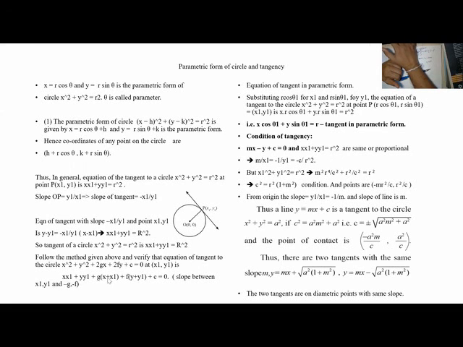Same is for this. Same here also. I am simply converting x² to xx1 and y² to yy1. So x² plus y² plus 2gx becomes g into (x plus x1), and 2fy becomes f into (y plus y1), plus c is equal to 0.